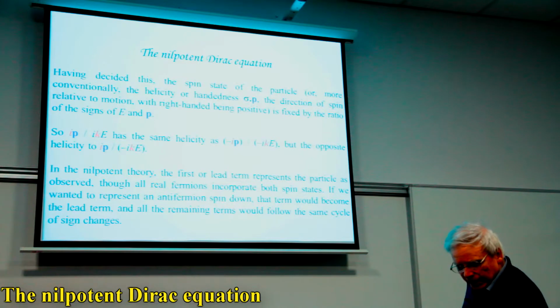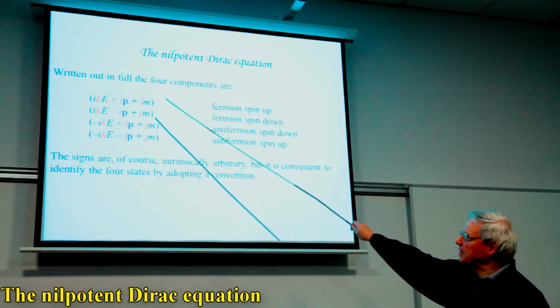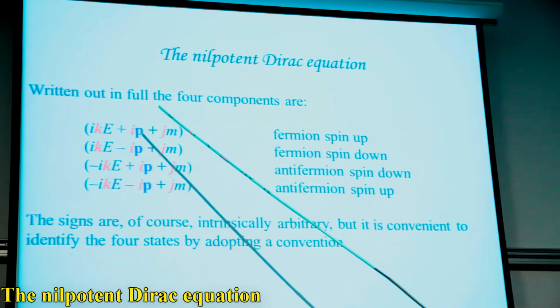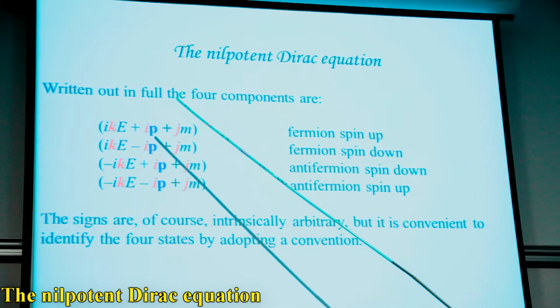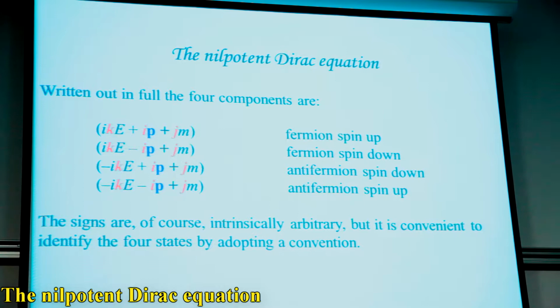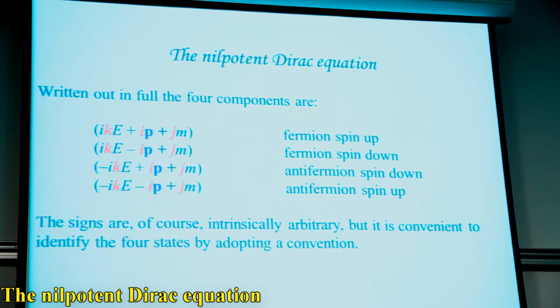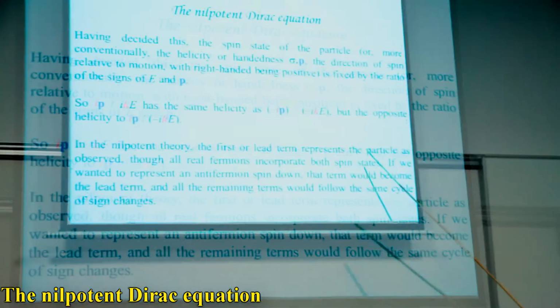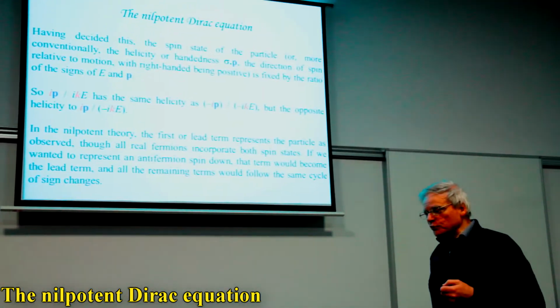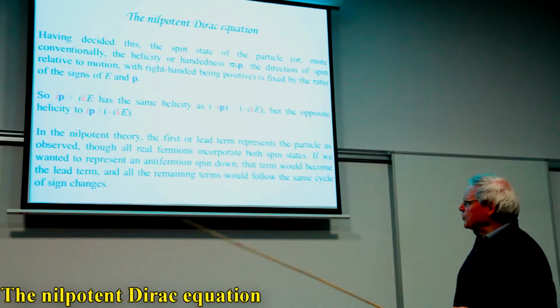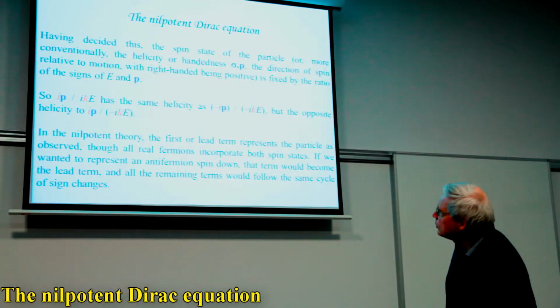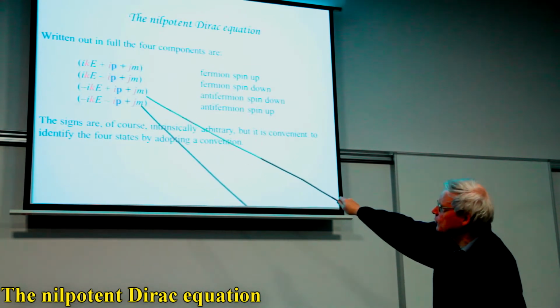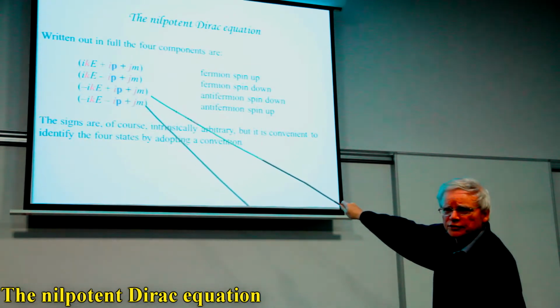What we're saying here is that our convention is to say that that is the particle state we're talking about, the first term. The rest are the alternative variations on it, but the actual particle state is always written as the first term. So the first or lead term represents the particle as observed. All real fermions incorporate spin up and spin down at the same time, but they don't actually incorporate a real anti-fermion. Now, if we wanted to represent an anti-fermion spin down, then we would simply put that as the top term in the expression and then change the signs accordingly.